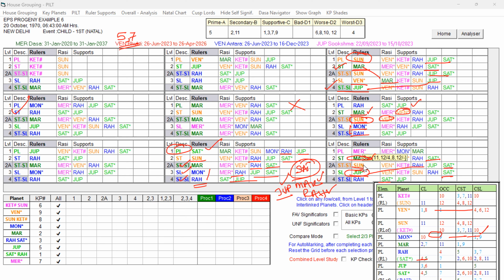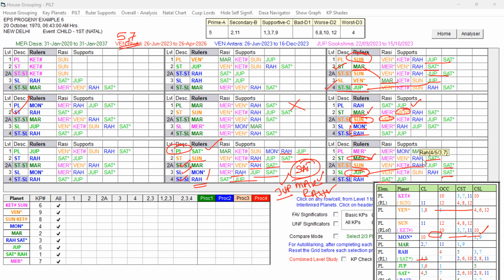And the 2A level planet is indicating obstacles, but that is getting support from Jupiter and Saturn, and the sublord itself is with Jupiter, that is also forming rural link and also getting Saturn in support. So all the levels are having favorable key planets. And look at the star lord of the sublord, it is Rahu, third cuspal sublord and seventh cuspal sublord.